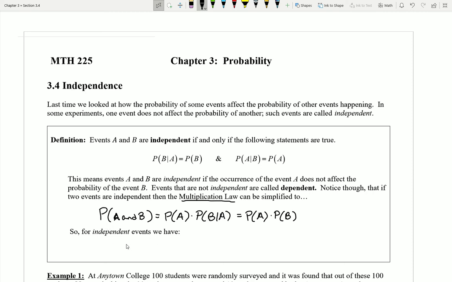And so in essence, I can upgrade my multiplication law when I have independent events. And it can say that when I have the probability of A and B, that's the same as saying probability of A times probability of B.